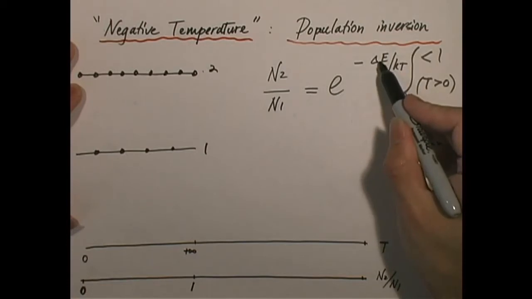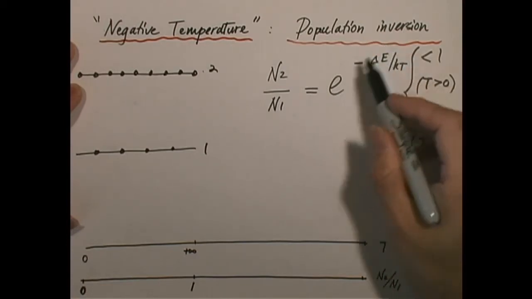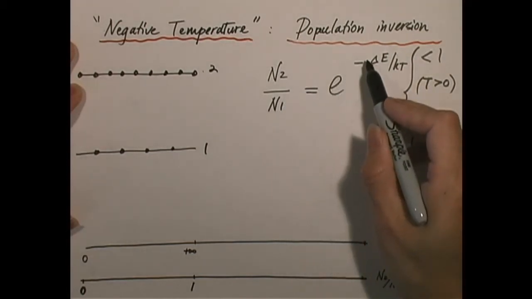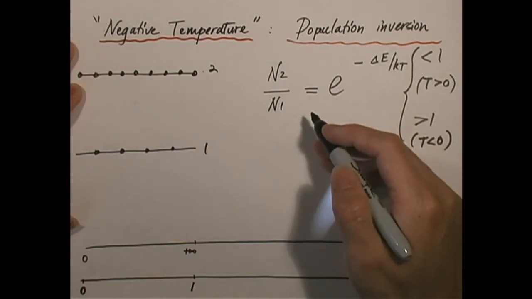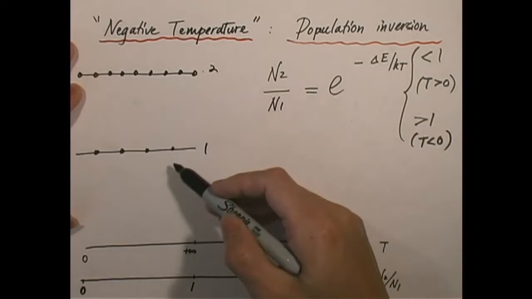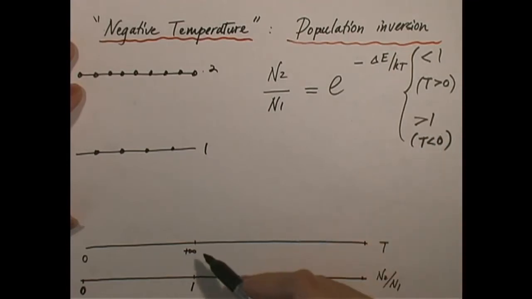Because delta E is positive, if t is negative, with this extra negative sign, the whole thing stays positive, which means you have e to the positive power, which is greater than 1, of course, then n2 is greater than n1. So you see, mathematically, it is possible to have more particles upstairs than downstairs. All you have to do is to make the temperature negative. As a matter of fact, let's take a look at what happens when temperature is negative.